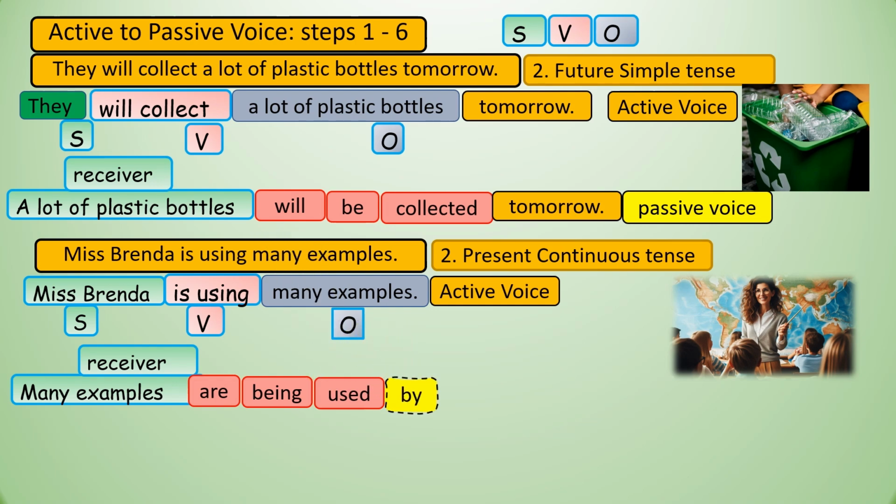Now we put by there also. We have a definitive subject in the active voice. So now we're going to add it here at the end. By Miss Brenda. And that concludes our passive voice sentence.